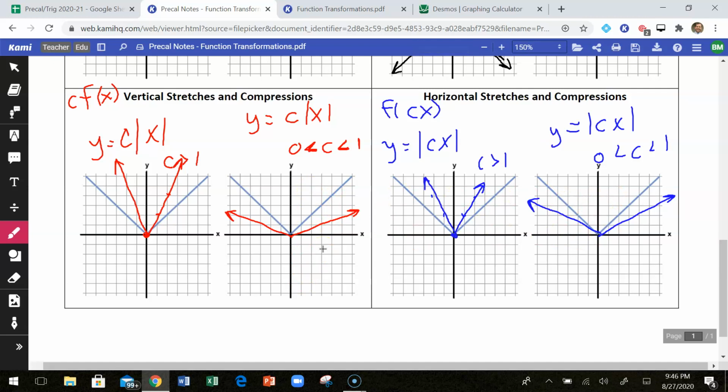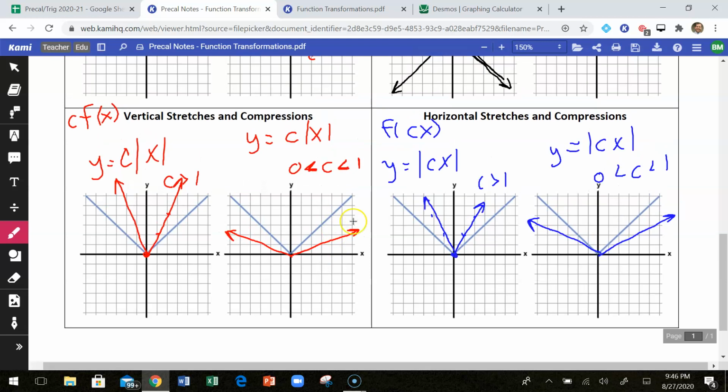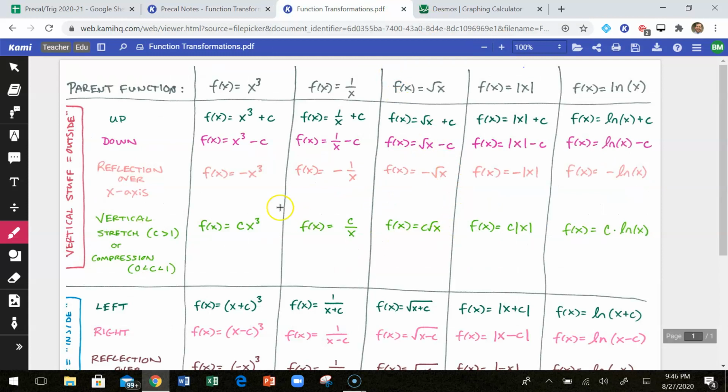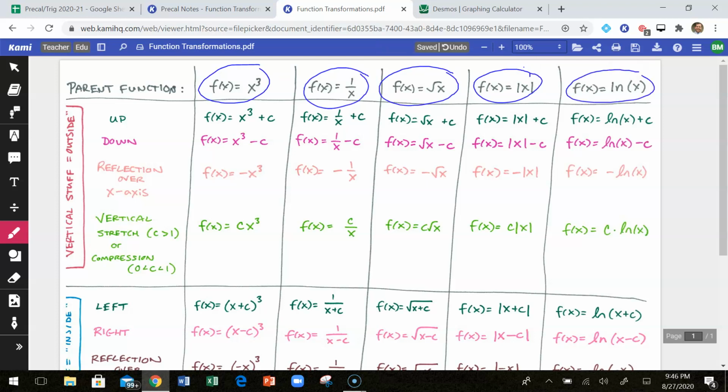Okay, and vice versa. All right, so again, I want to be very clear. These examples are just with absolute value functions. We're going to take these transformations and apply them to all different types of functions. And I'm going to show you this sheet really quickly. What I've done here is I've taken these different parent functions. So x cubed, 1 over x, square root of x, absolute value of x, that's the one we just did, natural log of x. All of those are parent functions.